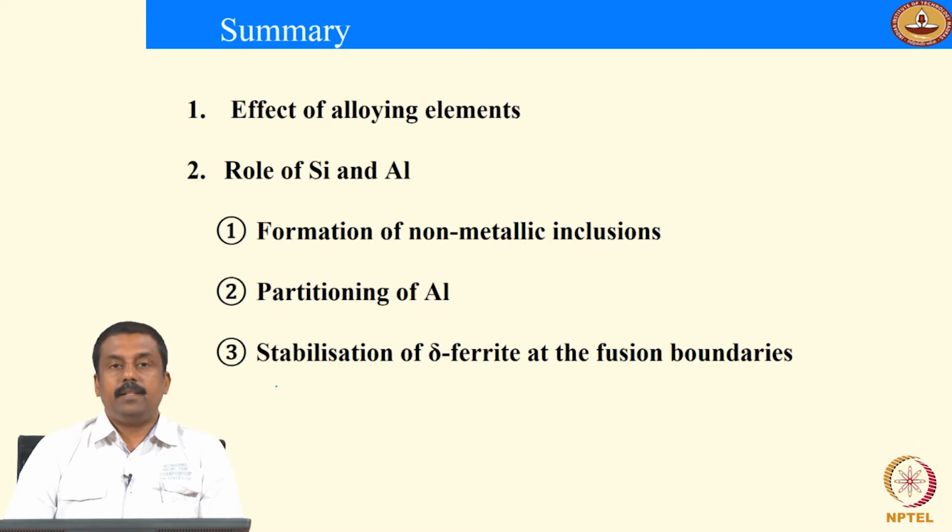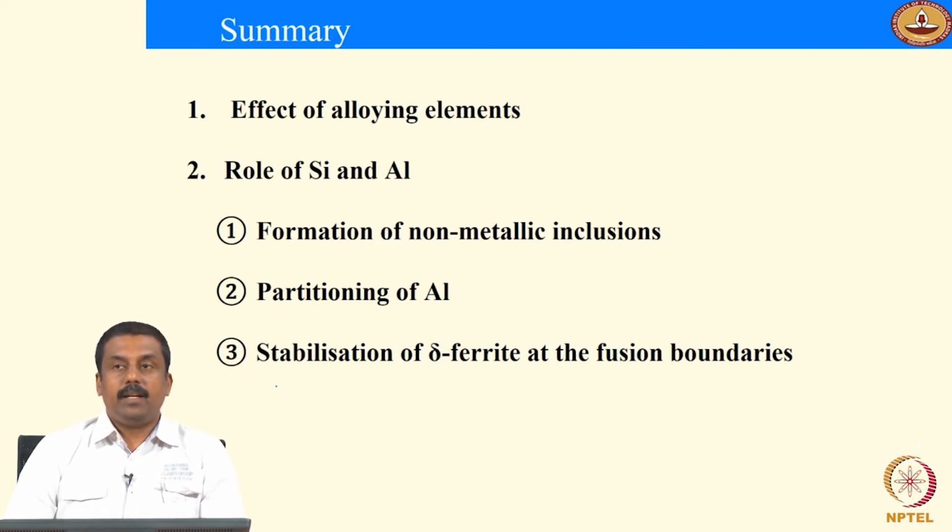Generally in gas metal arc welding, GMAW, the delta ferrite layer is larger. In laser beam welding and in resistance spot welding, these delta ferrite layers decrease significantly because of a very steep temperature gradient, and there is not much time for aluminum to partition to stabilize delta ferrite. So these are the important roles that silicon and aluminum play.